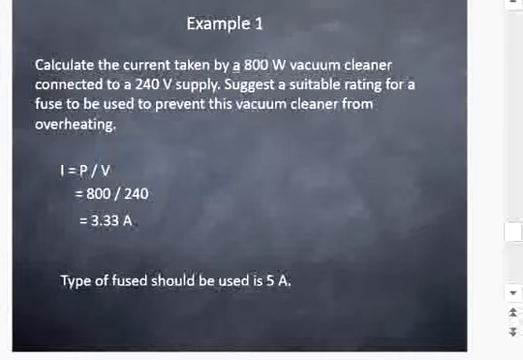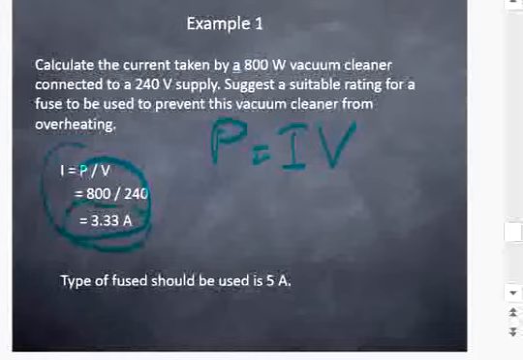For example, calculate the current taken by an 800 watt vacuum cleaner connected to a 240 volt supply. Suggest a suitable rating for the fuse to be used to prevent this vacuum cleaner from overheating. By using the formula I is equal to P over V, which comes from P is equal to IV. After you substitute, you can get the current here. So this is the current used by the vacuum. So the fuse that you use to put arah plug, slightly higher, should be 5 ampere.